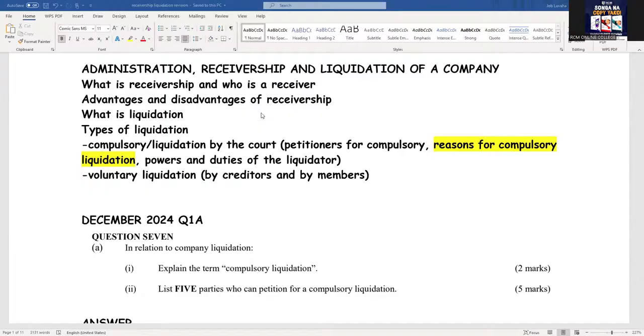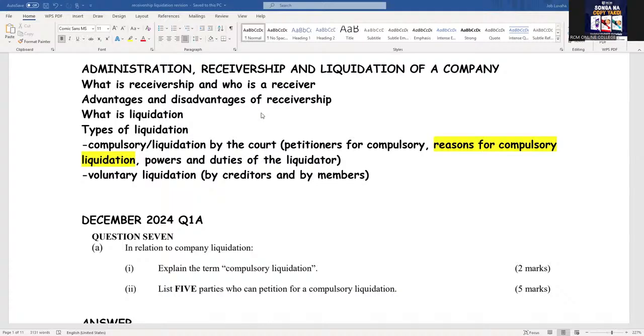So we can split voluntary liquidation into 2. So we have voluntary liquidation by members and voluntary liquidation by creditors. So there are in this case 3. So we can talk about compulsory liquidation, or what we call liquidation by the court, or we can talk about voluntary liquidation by members and voluntary liquidation by creditors. So voluntary, just from the term voluntary, the company is being voluntarily liquidated.